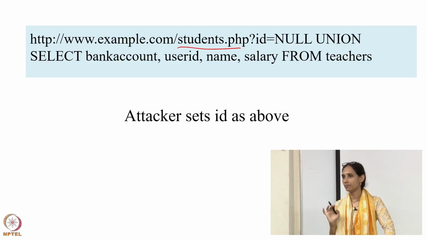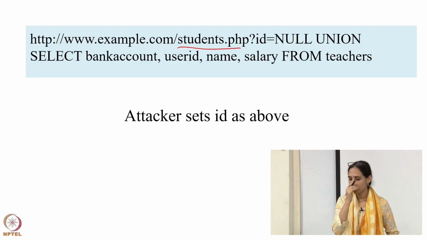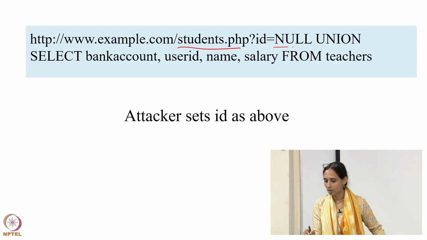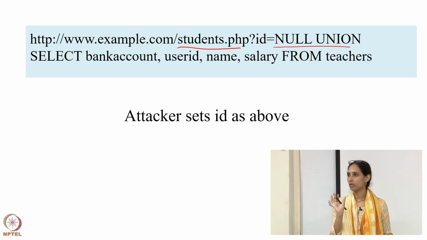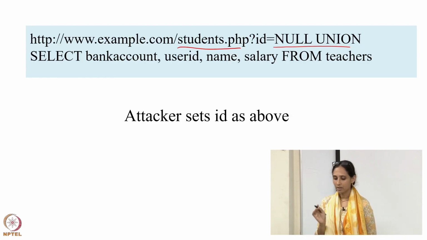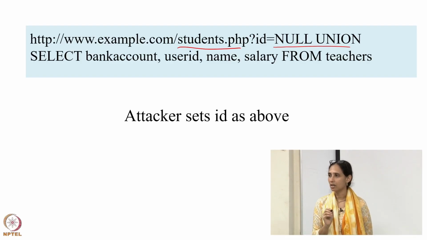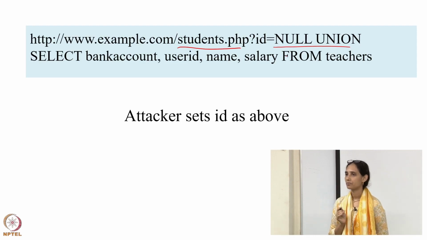That is the basic idea. Okay? So, what am I doing here? My input, this is under my control. I can type whatever I want in ID. Ideally, you would type an ID which is a number for the student, but here I am typing something else. What am I typing? It is ID is equal to null, and then I am saying union select bank account, user ID, name, salary from teachers.